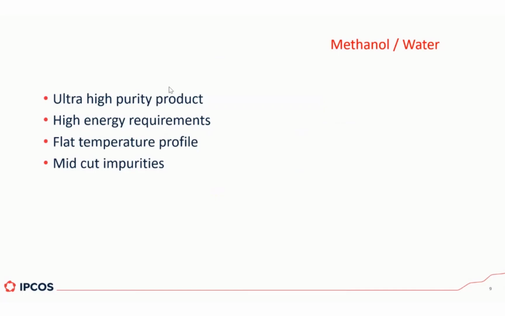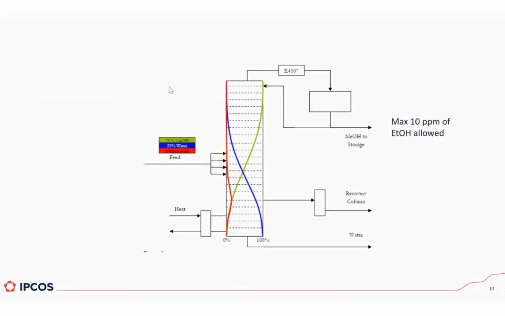So ultra high purity product, very high energy requirements because of the same. Flat temperature profile, we will see. I mean, if it's a high purity column, you can imagine that the temperature profile across the column can be very flat, especially close to the ends. And as I said, there were some impurities that you could not have in your product that you had to take out, which means you had a side stream into that column. And all that adds complexity to the situation.